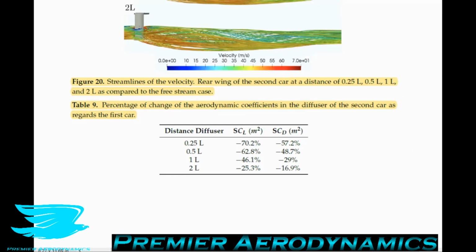However, the interesting conclusion is that the reduction of the downforce starts even at 2 car lengths downstream, as does the drag reduction. So we have a 25% reduction in the lift area and a 17% reduction in the drag area, even at 2 car lengths downstream. So as soon as you get even close to the upstream car, the entire downforce and drag of your vehicle is significantly affected.